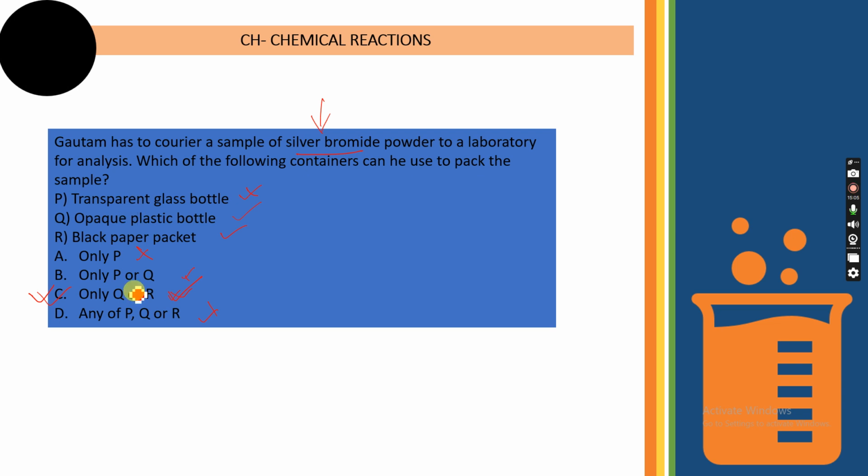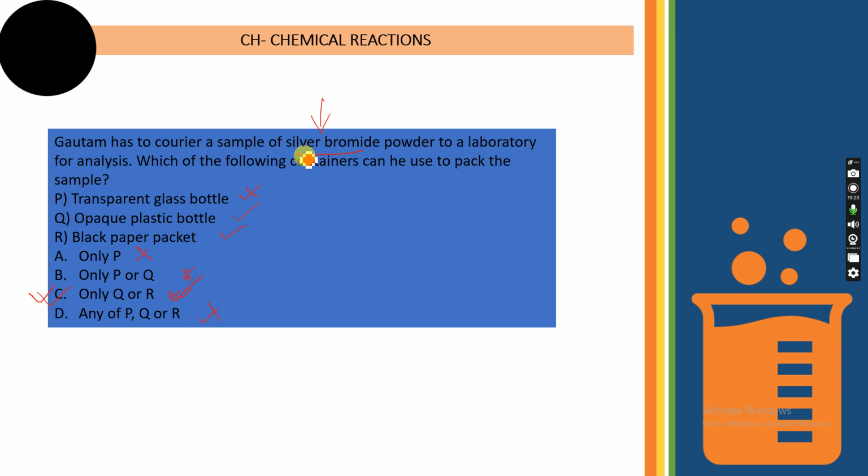We cannot use P, we cannot use P or Q. P will not be there at all, so this cannot be an option, right? Any of P, Q, R, this will not be there. P we cannot use, so the remaining is C. So only Q and R. I hope I am clear here.